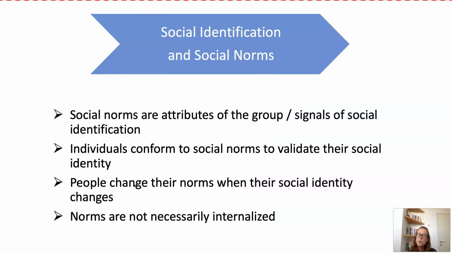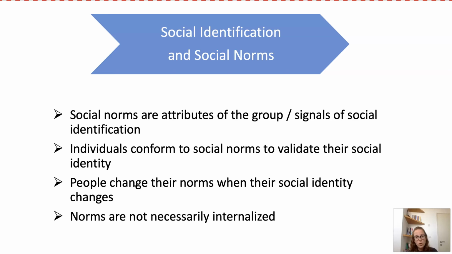However, while social norms play a significant role in social identity theory, they are often described solely as attributes of the group or as signals of social identification. Individuals conform to social norms to validate their social identity and group membership, but they do not do so because they have a deep sense of commitment or obligation to the norm itself.